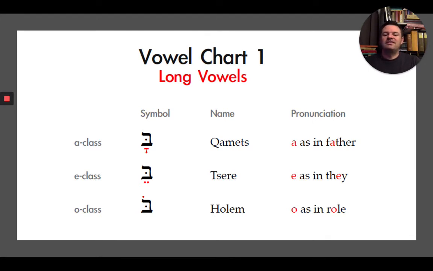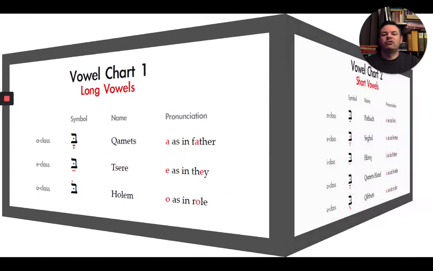The next one is a tsere. It's pronounced like the E or the EY in the word they. So it's bay, that's how this would be pronounced. And the next one is an O class vowel, and it sounds like the O in whole or roll. So this would be bo. So ba, bay, bo for those vowel sounds. Those are the long vowels.